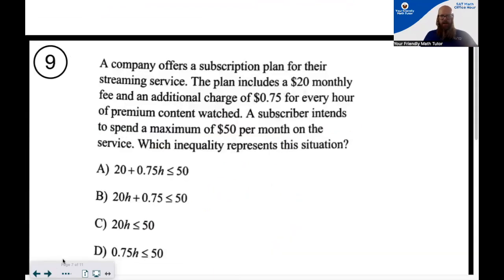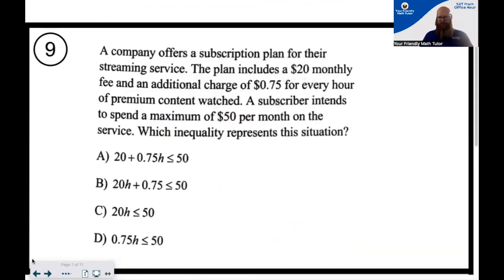Okay. Number 9. All right. So now I'm going to look at my answers and see that every one of them has a less than or equal to 50. So I don't really care about the 50. All right. So then I am going to maybe just read this sentence.